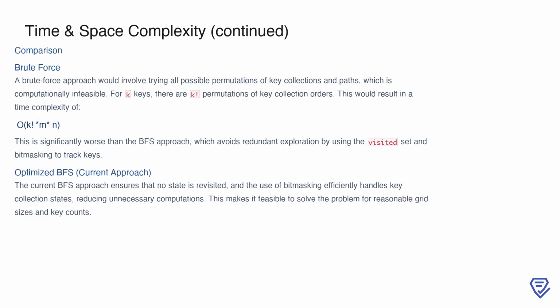A brute force method would try all possible permutations of key collection orders and paths. For K keys, there are K factorial permutations, which means the time complexity would grow as O of K factorial times M times N. This becomes computationally infeasible, especially as the number of keys increases. In contrast, the optimized BFS approach avoids redundant exploration. It uses the visited set to ensure that no state is revisited and employs bitmasking to efficiently manage key collection states. This drastically reduces unnecessary computations, making the problem solvable for reasonable grid sizes and key counts.